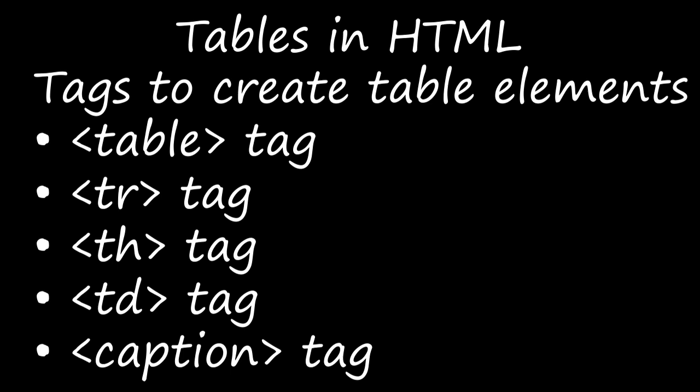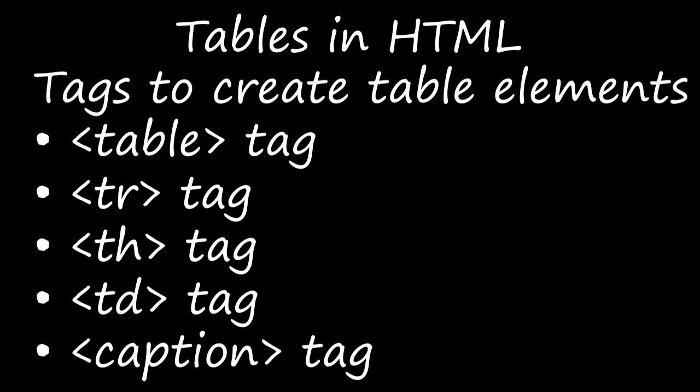Here they have given the tags to create a table element. We have 5 core tags which are used to create the table in HTML. The first one is the table tag. From the word itself, you know, table, it is used to create the table. The next tag is tr, table row. This defines the table row. Then the next one is th. That defines the table column.